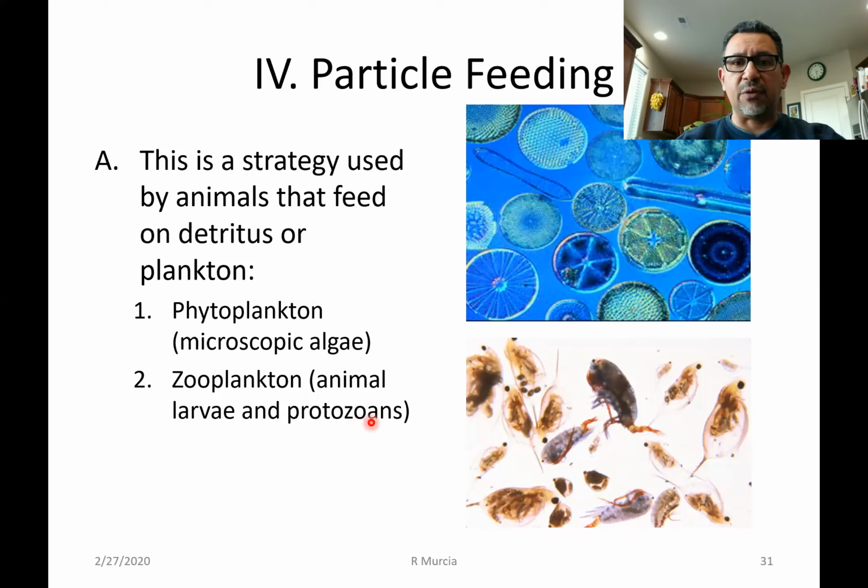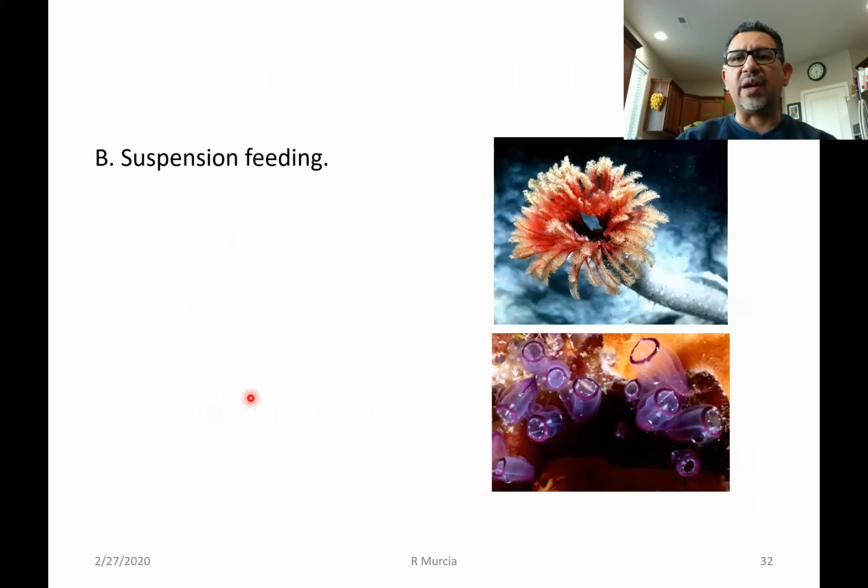Protozoans, protists, are going to be also examples of zooplankton. So there you have two forms of small, microscopic, for the most part, forms of food animals can collect. So what are the strategies animals can use? Let's begin by looking at suspension feeding.